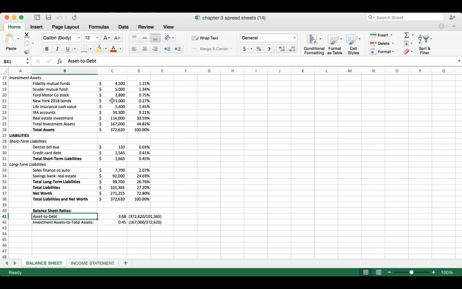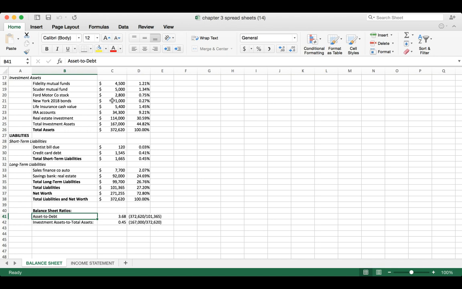So either way, it's still a pretty good measure. So is this 3.68 number a good number? Yeah, it's a pretty good number. The higher the number, the better. But I'd say 3 to 6 is good. And again, if you're doing an asset to debt ratio, that's just showing the number of assets that you have as compared to your debt.